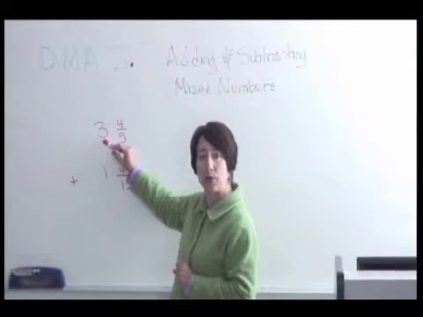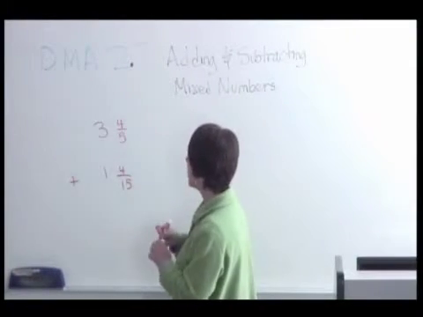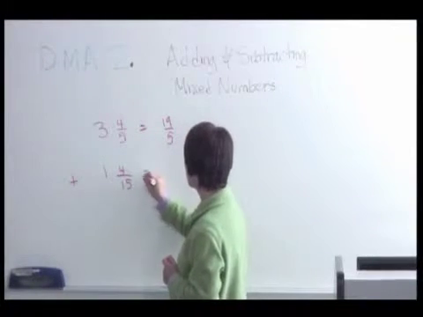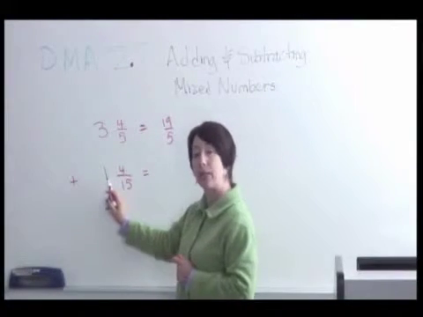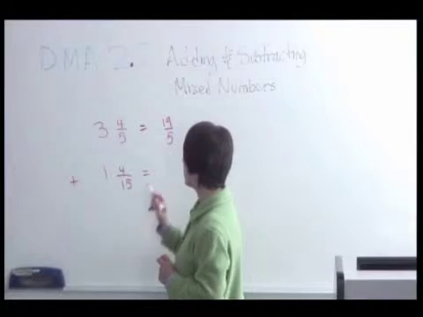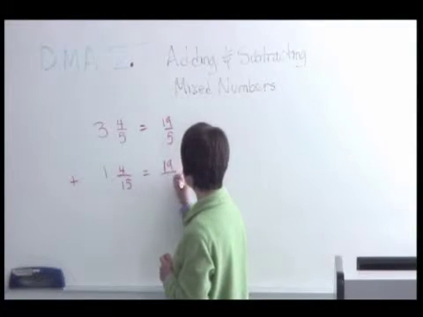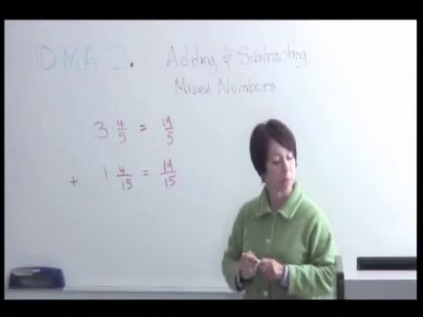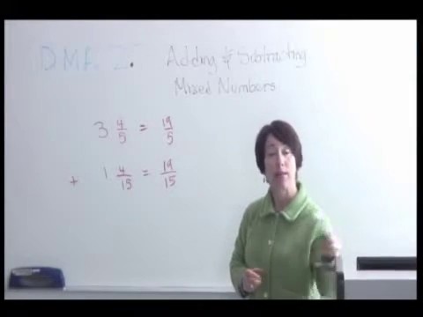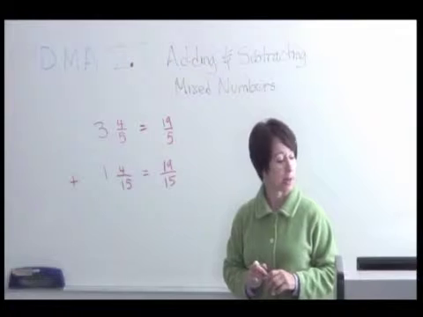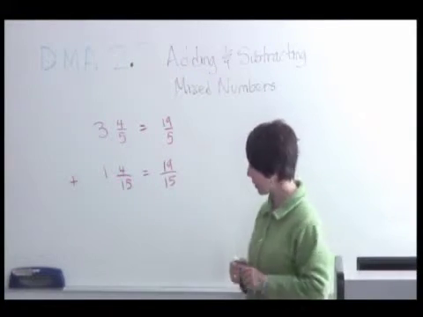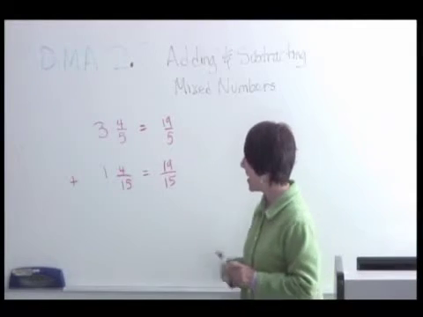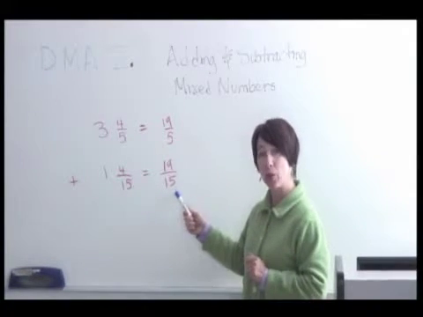5 times 3 is 15. 15 + 4 is 19. So this is 19 over 5. 15 times 1 is 15, and 15 + 4 is 19. So I have 19 over 5 and 19 over 15. Now what I would need to do next is find the least common denominator. And the least common denominator here is going to be 15.